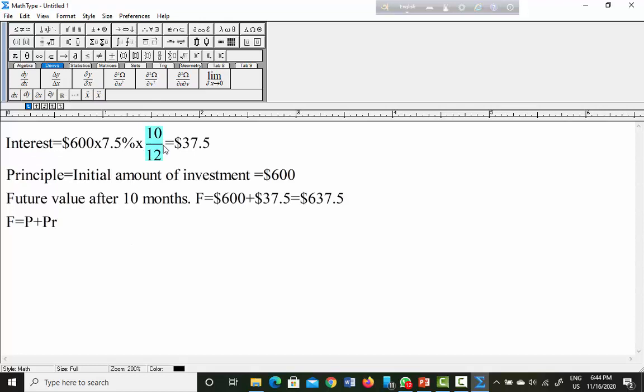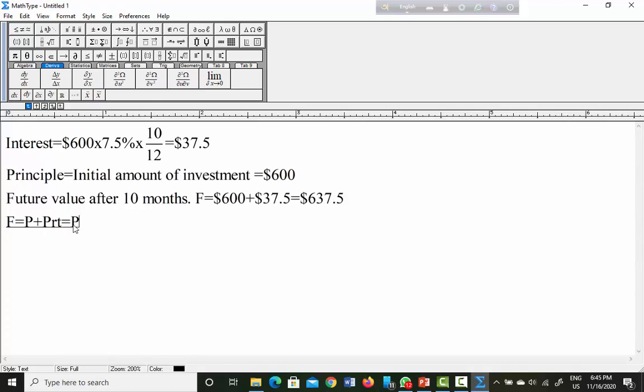and this is the period of investment. In our case this is 10 months. So period of investment, that means T. So this is the formula we can use to calculate the future value directly using simple interest. So this is the formula we can use directly to calculate future value of any amount using simple interest.